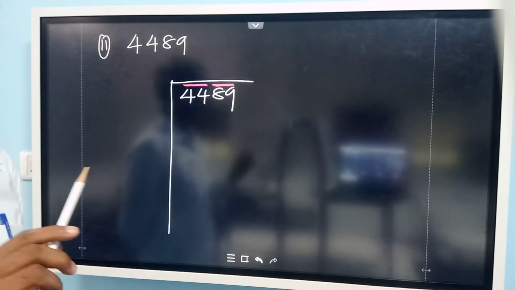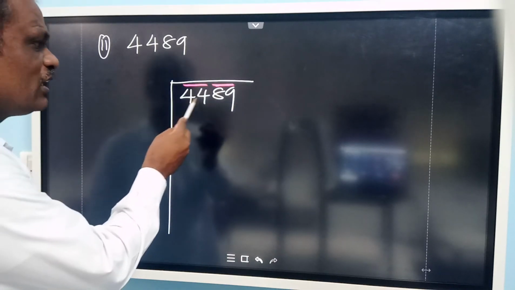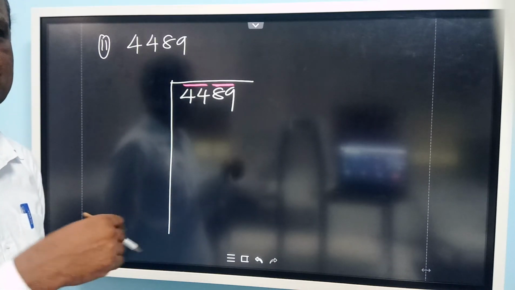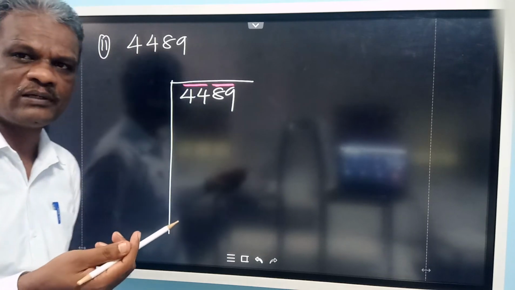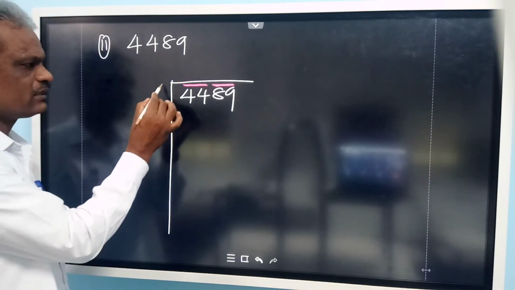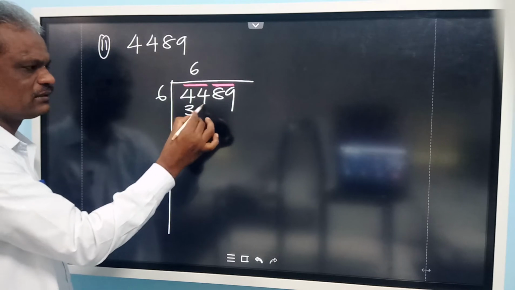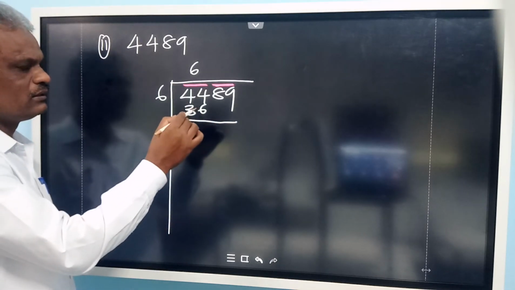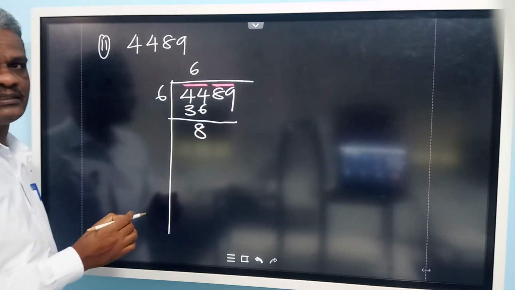89 as one group, 44 as another group. Nearest square number you find out here. Nearest square number to 44. 6 6s are 36. 7 7s are 49. It is more than that one. So therefore 6 6s are 36. Now you need to subtract this one. It becomes 8. Remainder is 8.